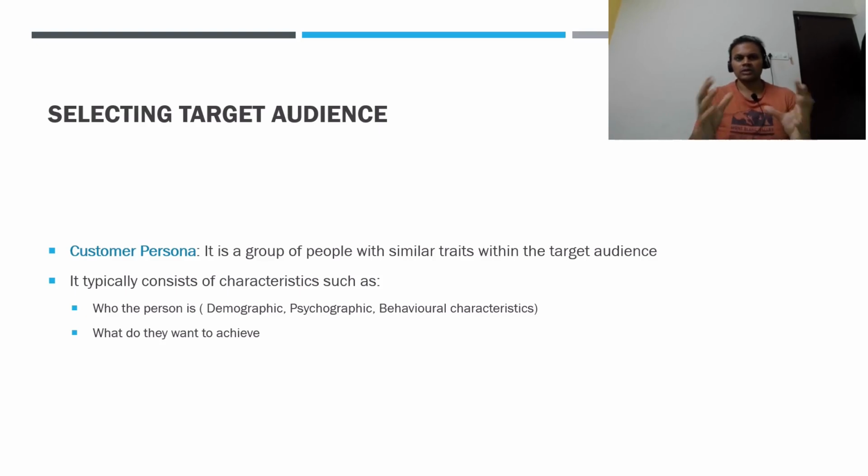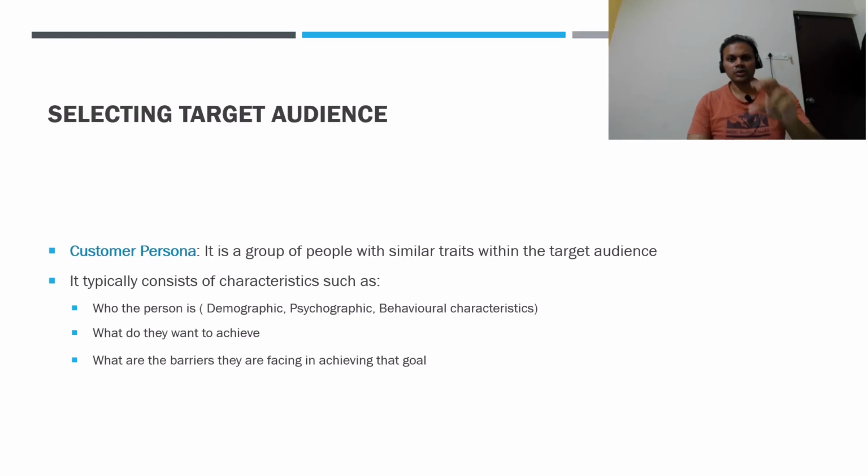Once you understand what it is, you can create ads using your product in a way that makes them feel like, okay, if I buy this product, I can achieve what I really want. See, that is how you create content. And on top of that, you also want to identify why they are not able to achieve it. What are the barriers that are keeping them from achieving that goal? And how can you as a firm create a situation wherein you are able to solve that barrier, right?